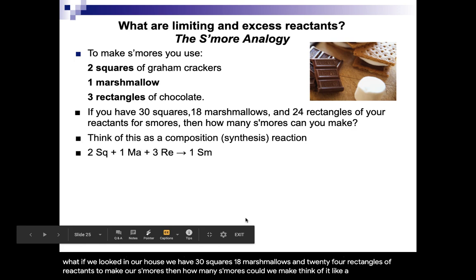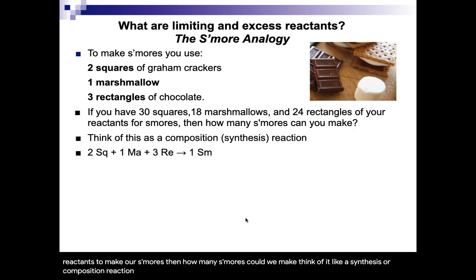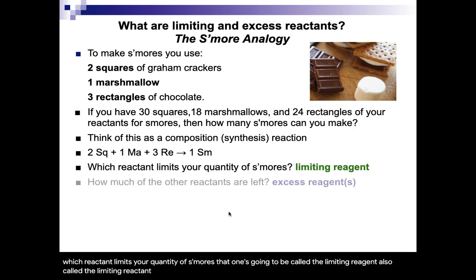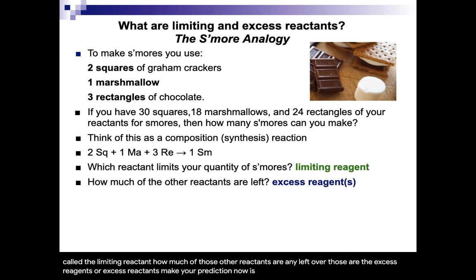Think of it like a synthesis or composition reaction where 2 squares plus 1 marshmallow plus 3 rectangles equals 1 s'more. Which reactant limits your quantity of s'mores? That one is called the limiting reagent, also called a limiting reactant. How much of the other reactants will be left over? Those are the excess reagents or excess reactants. Make your prediction now as to how many s'mores we can make.